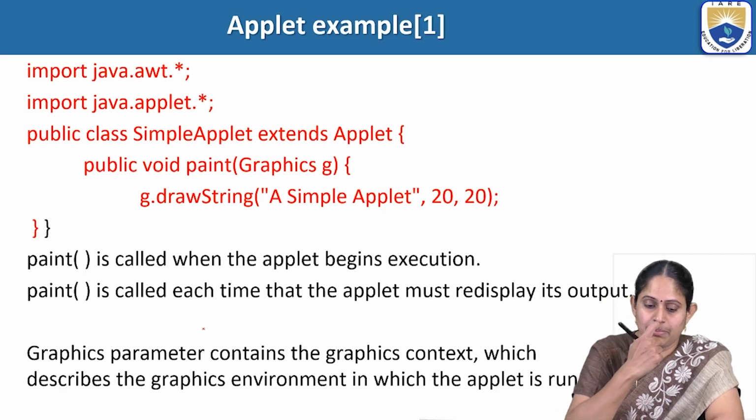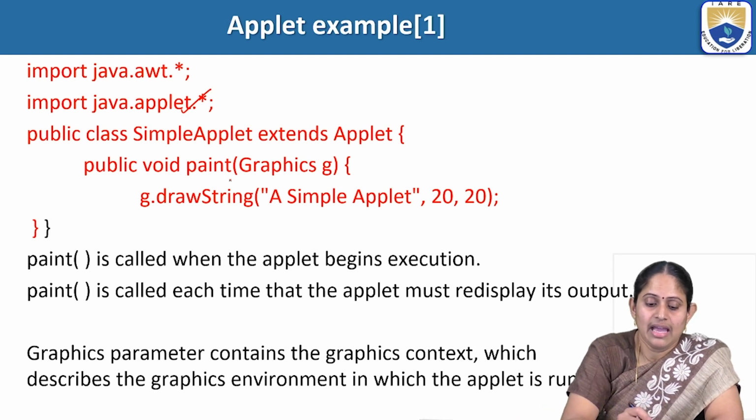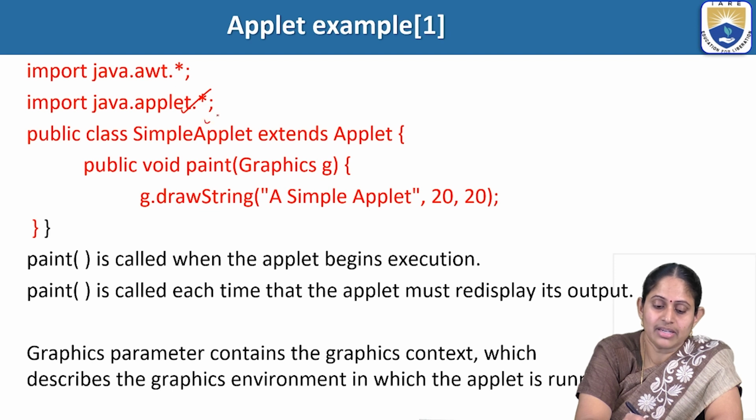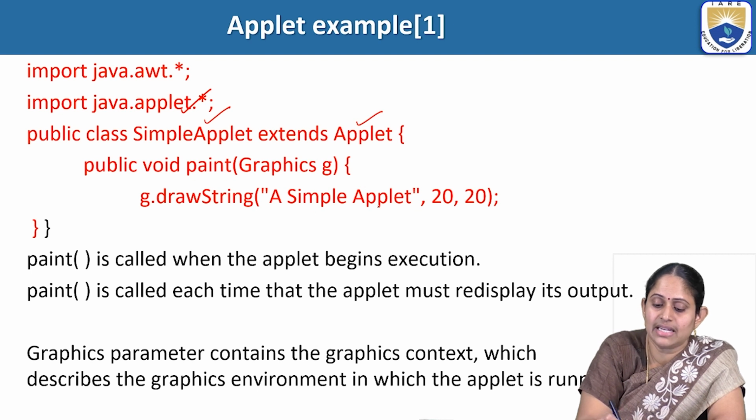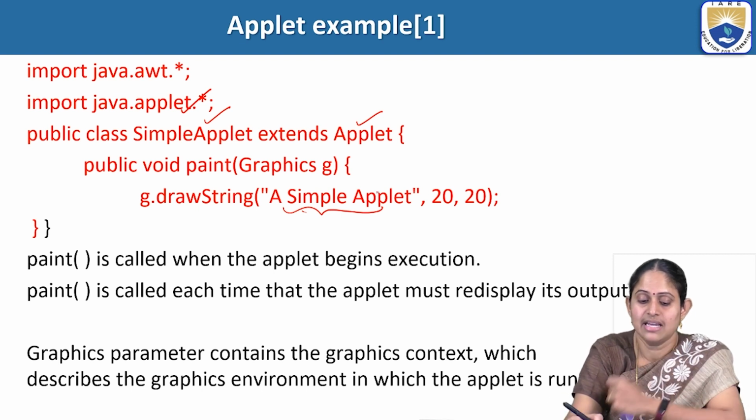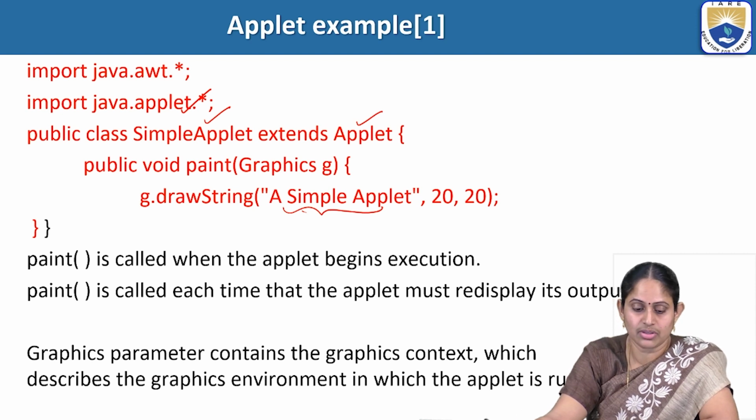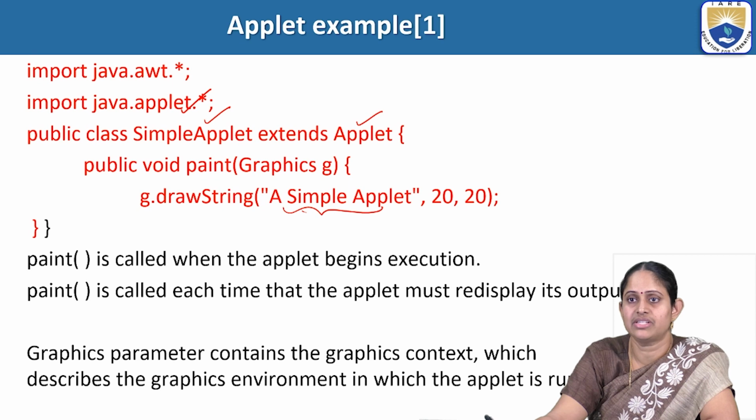This is an example of an applet. So we have to import the applet package, the applet class, and our class must extend the applet class, and we are going to write a statement. This statement is written onto the applet. So we get a simple applet with the statement displayed as given. The paint method is called when the applet begins execution and it wants to redraw the output. The graphics parameter contains the graphic context which describes the graphic environment in which the applet is running.